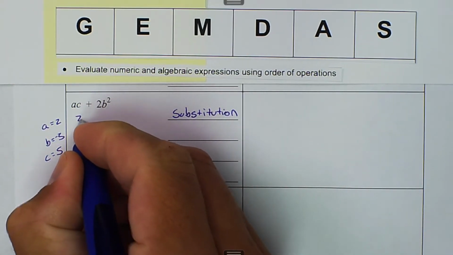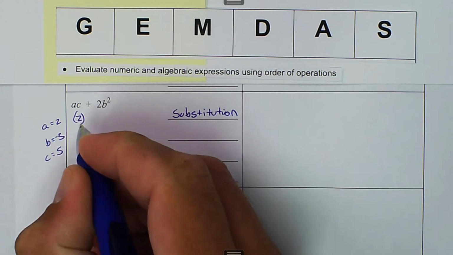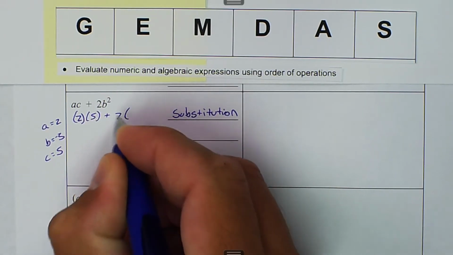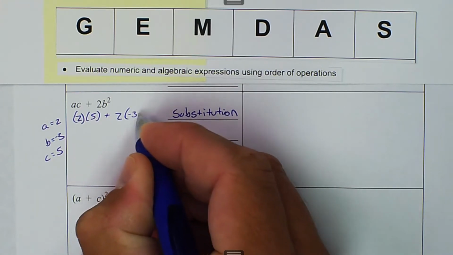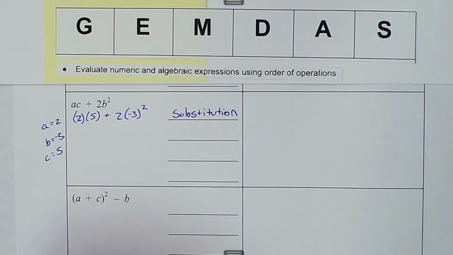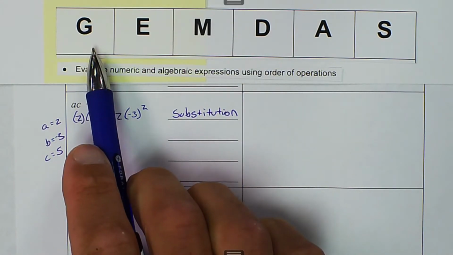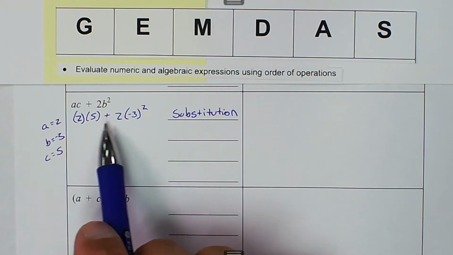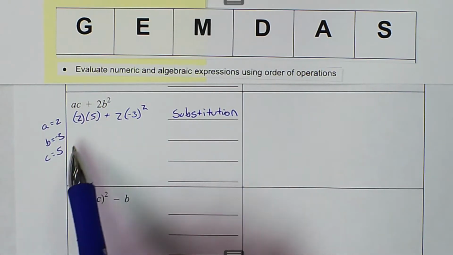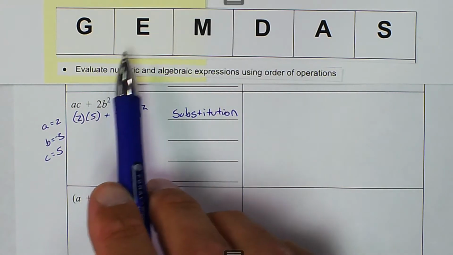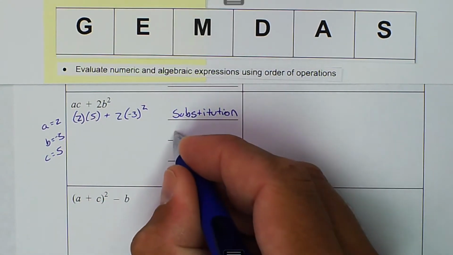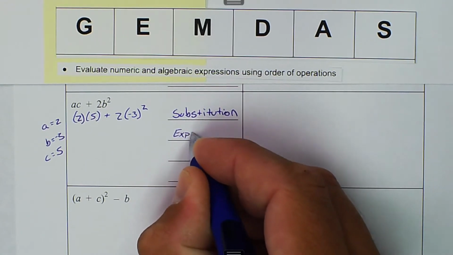So A was equal to 2, and C was equal to 5, plus 2, and B is equal to negative 3. So the first thing we did was substitution. Now, we go back. Do we have any groups? We do have parentheses, but these parentheses are not used to group things. They're just used to show multiplication. Do we have any exponents? Yes, we do. We have exponents right here. So that's going to be the first step that we do.